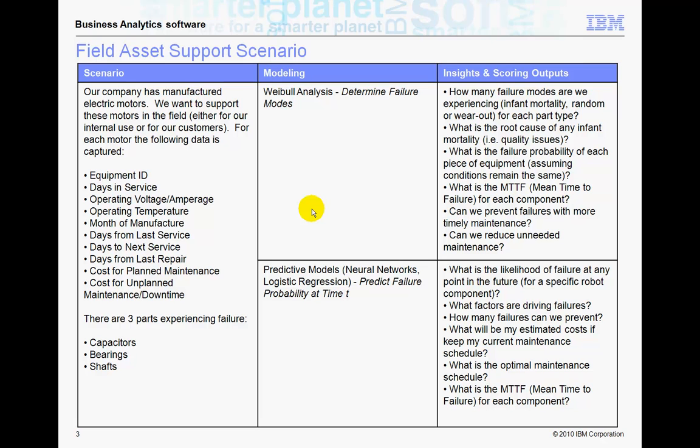We will be using predictive analytics, including Weibull analysis and predictive models, such as neural networks and logistic regression. These models will allow us to do a number of things. First, it will allow us to do automated root cause analysis on failures. Second, it will allow us to determine the reliability of each motor that is in service under any set of operating conditions at any point in the future.